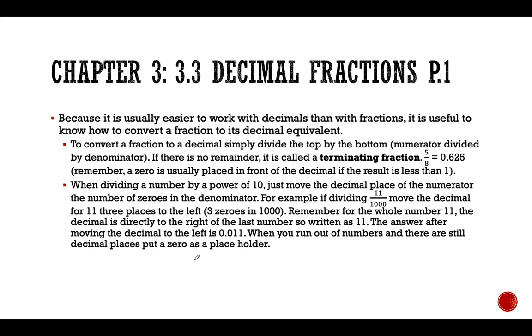When dividing a number by a power of 10, all you need to do is move the decimal place of the numerator the number of zeros in the denominator. So for example, if you're dividing 11 by 1,000, start on the right, move the decimal 3 places for the 3 zeros in the 1,000, and place the 0. So 11 divided by 1,000 would be 0.011.